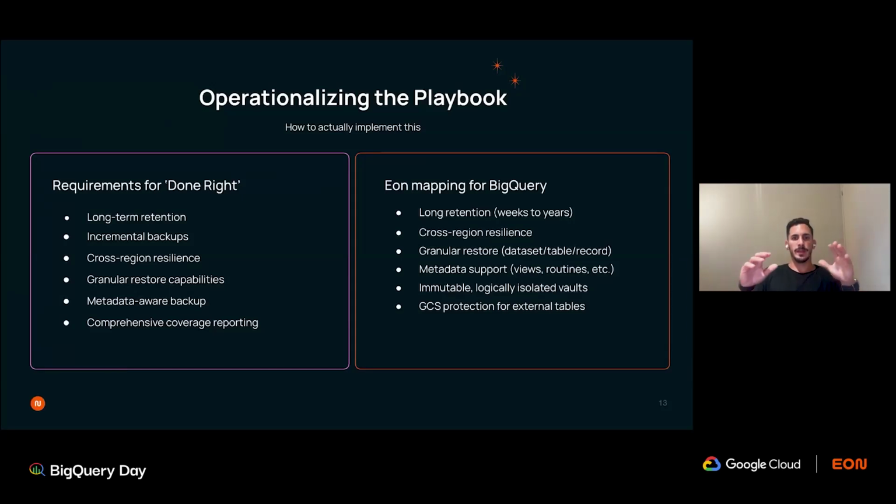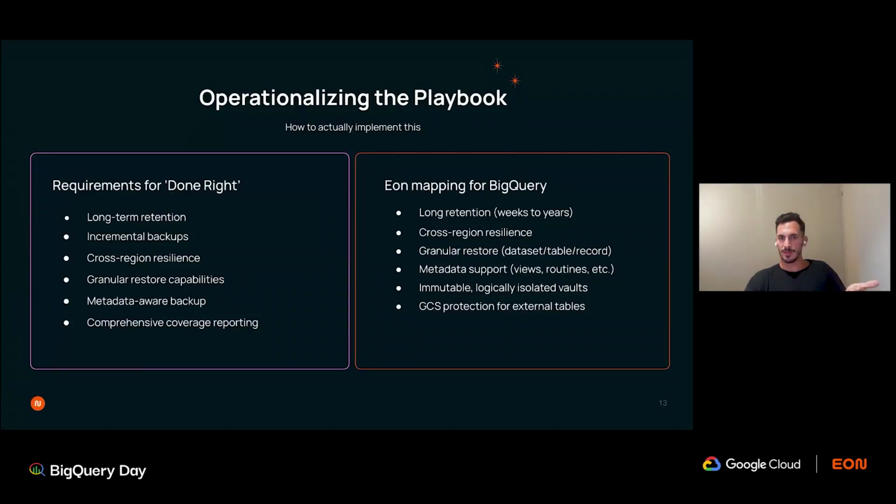So now the real question becomes, how do you actually operationalize all of this in production? Up until now, we've been talking about concepts, strategies, and recovery patterns. But when you are running a real system at scale, you need to have concrete operational capabilities behind them. At a minimum, there are a few things that you absolutely need.